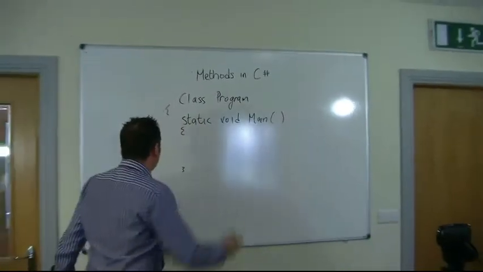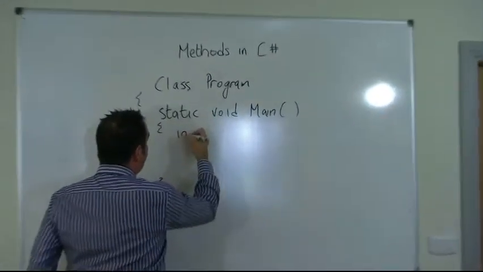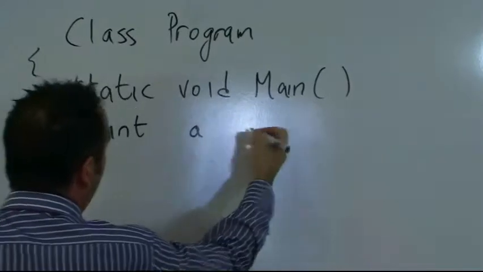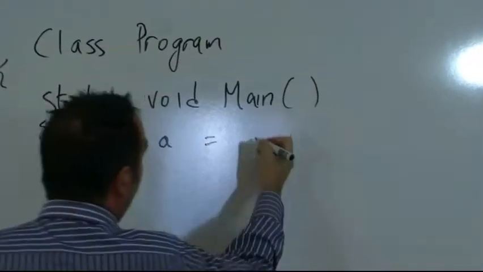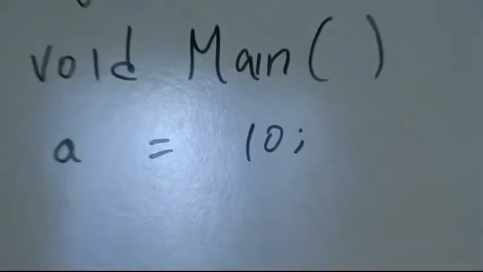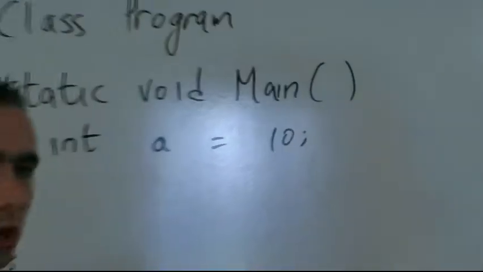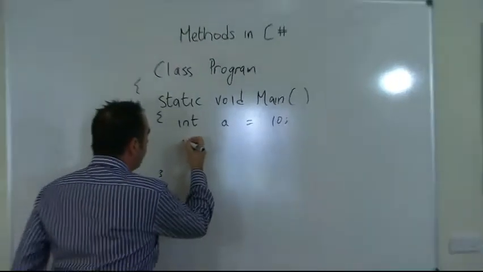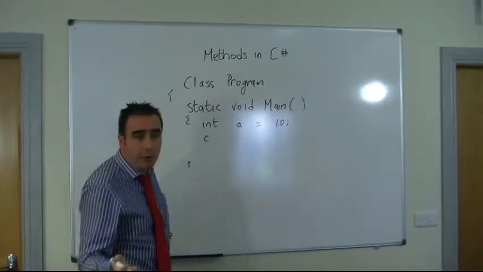So let's define our integer variable now. We'll have an int a, and we'll put that equal to 10. That variable has a value of 10, and what we're going to do next is call our change method. Now we haven't defined this method.